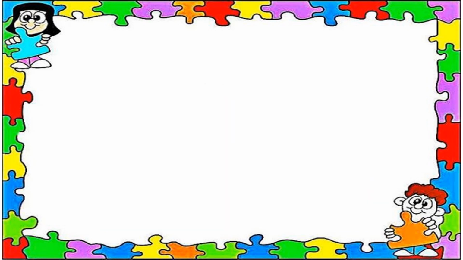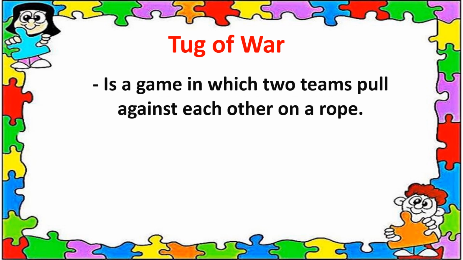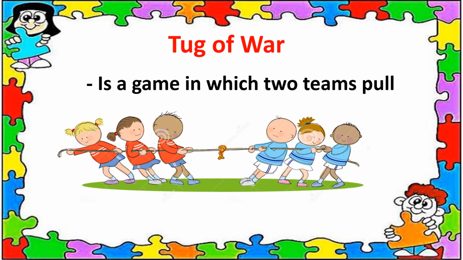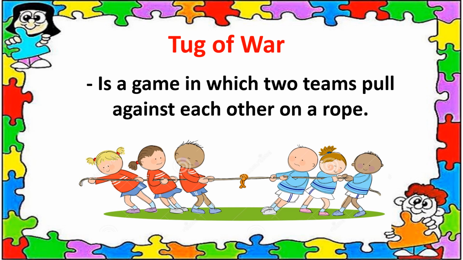Then what is tug of war? Tug of war. Okay, it is a game in which 2 teams pull against each other on a rope. Okay, can you read one more time? Tug of war is a game in which 2 teams pull against each other on a rope. Okay, this is an example of tug of war.